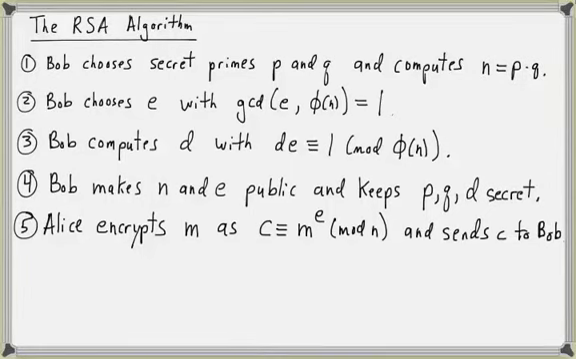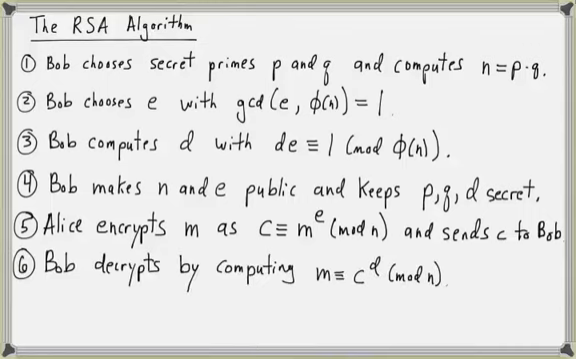Alice takes her message M and encrypts it by raising it to the power E and reducing mod N. She takes this encrypted ciphertext C and sends it to Bob. And finally, Bob decrypts the message by computing C to the power D and reducing mod N to retrieve the original message M.